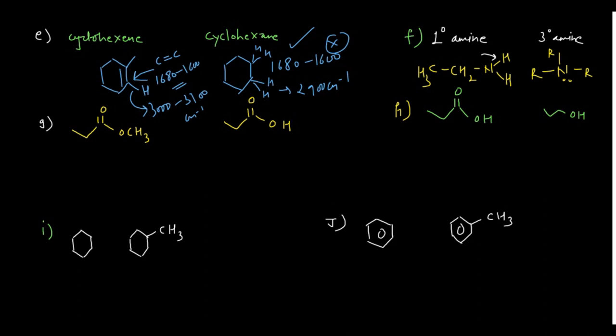So here you can see this will occur somewhere around 3500 to 3300 centimeter inverse. This is also true for the alcohol region, okay? So this NH stretch is there, and you know this nitrogen is not having any hydrogen. So this stretch which is present in the primary amine at 3500 to 3300 centimeter inverse will be absent in the tertiary amine. So there is no NH stretch.